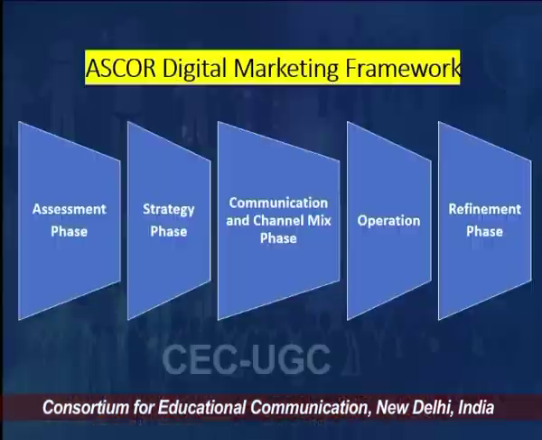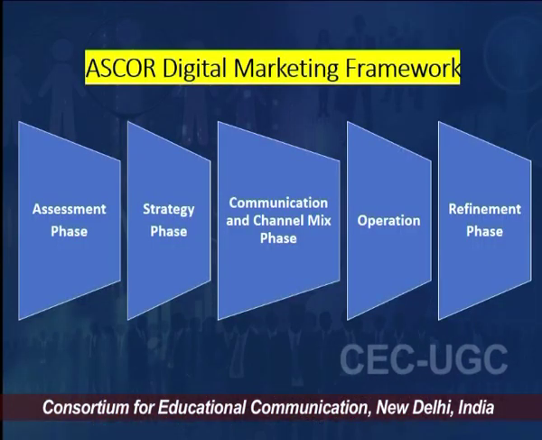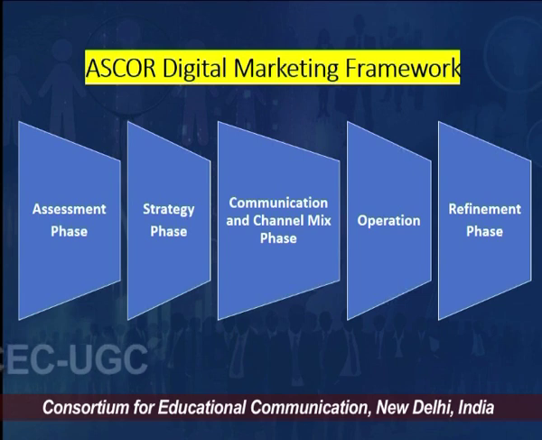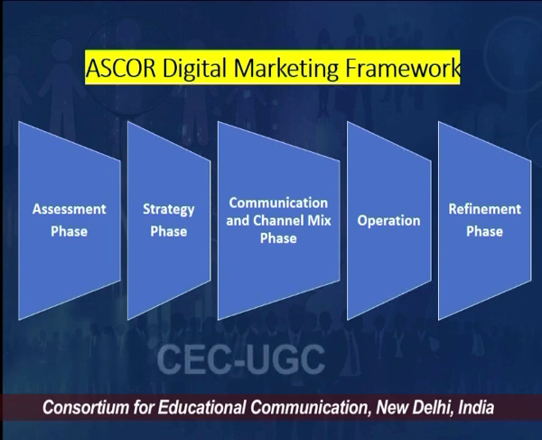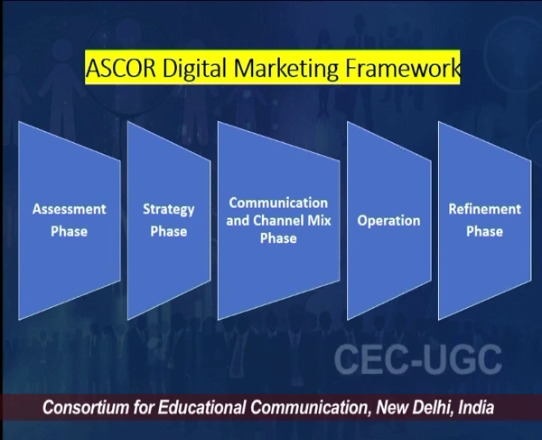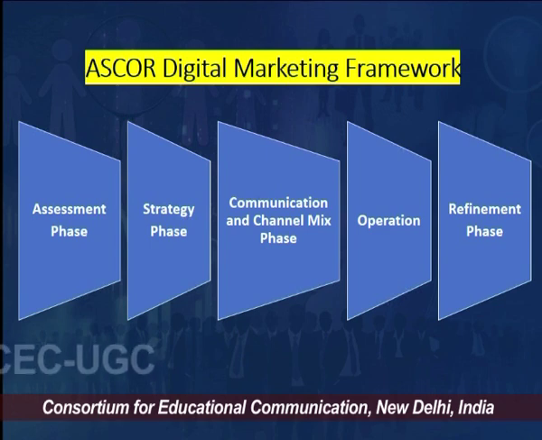Now, as the acronym suggests, the ASCOR digital marketing framework consists of 5 different stages or phases of digital marketing, starting from the assessment stage, strategy, communication and channel mix phase, operation phase and refinement phase. So, if you look closely, the acronym becomes ASCOR, A-S-C-O-R. Let us take these stages in detail one by one.